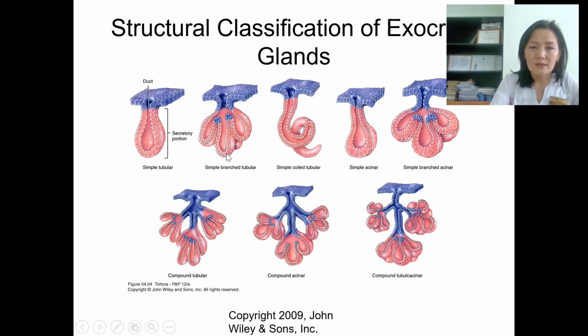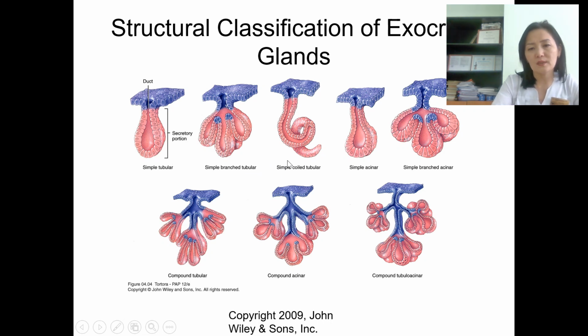Okay, we can see here different types of simple glands and compound glands. Simple glands, if you remember, we said they have only one duct, not branched, that's why simple. Why tubular? Because the secretory portion is like a tube. We can say simple tubular gland. Second type of simple gland, simple branched tubular gland. Duct only one, but the secretory portion consists of several tube-like portions. That's why we can say simple branched tubular gland.